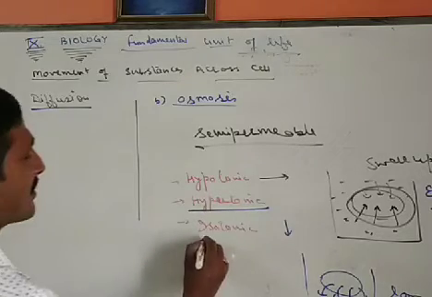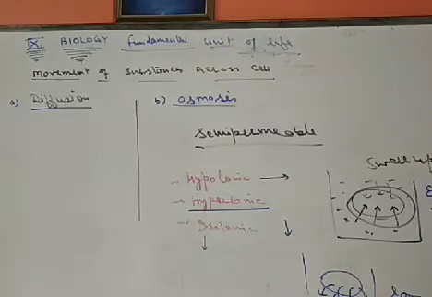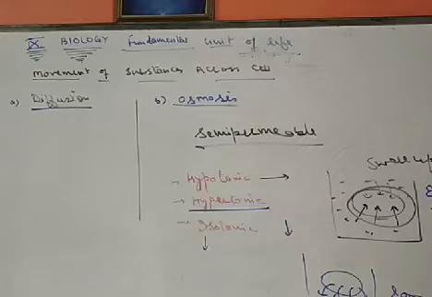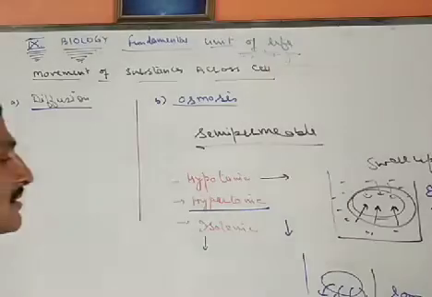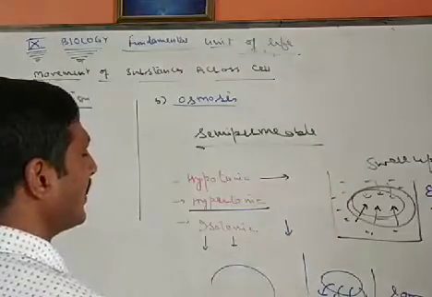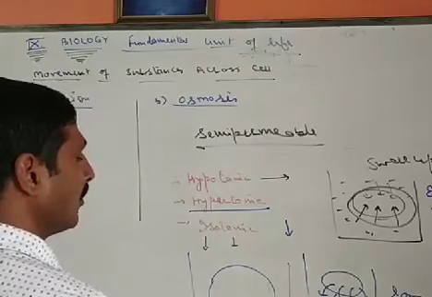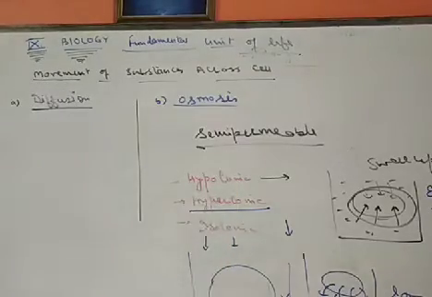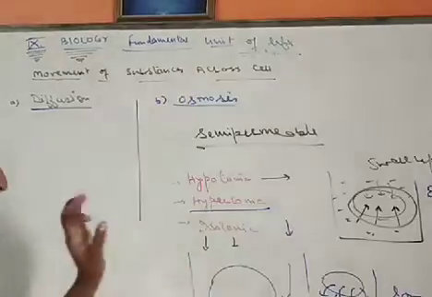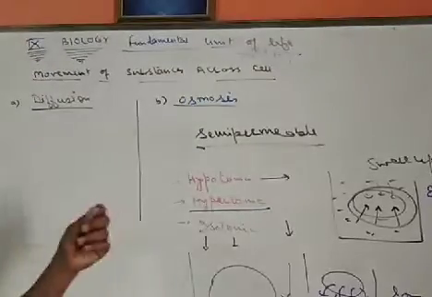The third one is isotonic solution. This solution has an osmotic concentration similar to that of another solution. In other words, if we keep a cell in an isotonic solution, the cell will neither gain water nor lose water, meaning its shape will remain as such, neither will it shrink nor swell up.